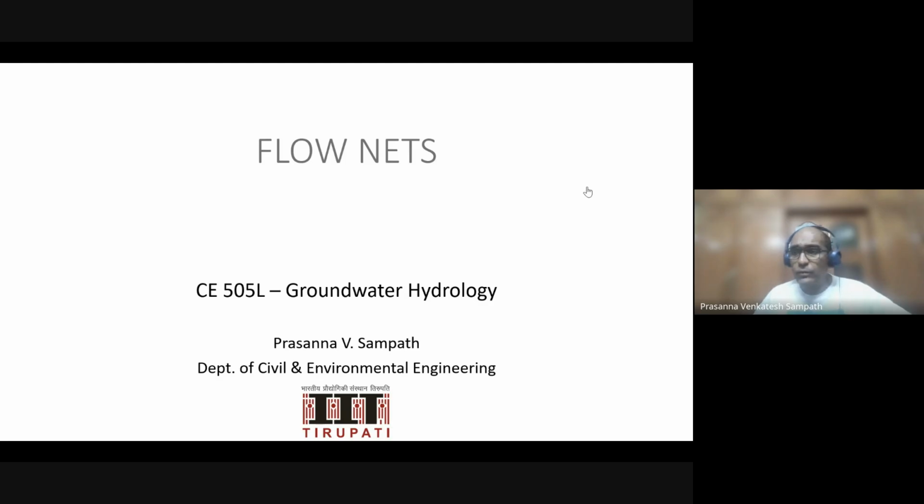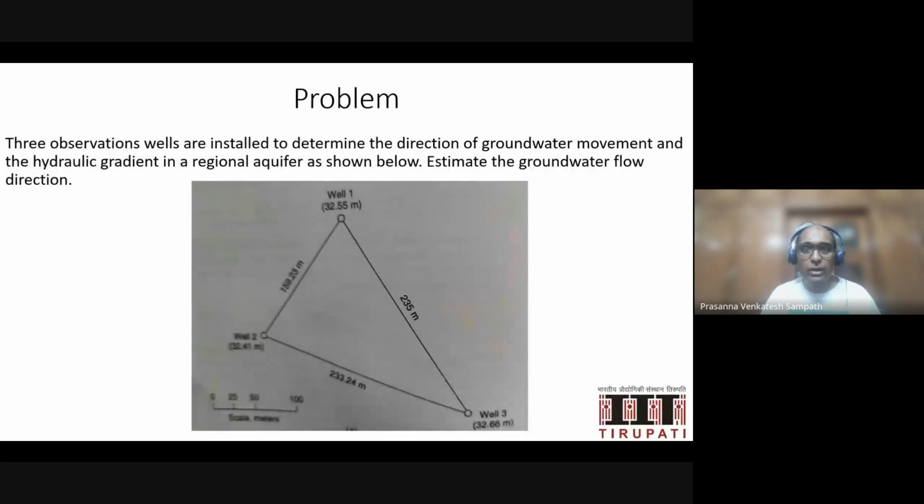So today we'll talk about flow nets. But before we get into flow nets, we will solve one particular problem. I mean, not so much solving, but just thinking about how to solve this, and then this becomes the basis for us to start talking about flow nets. So just take a look at this problem statement.